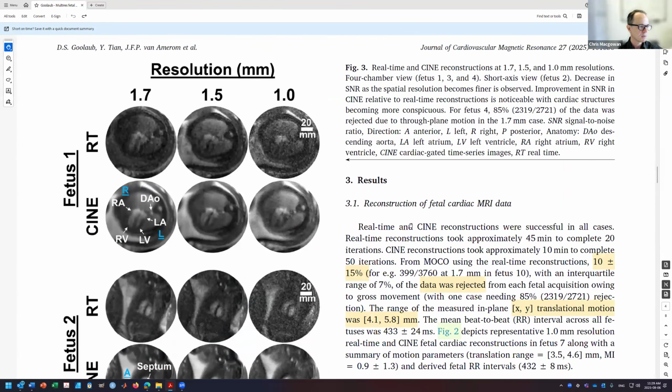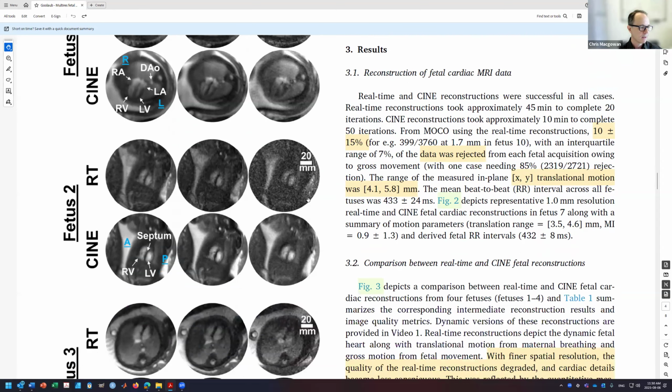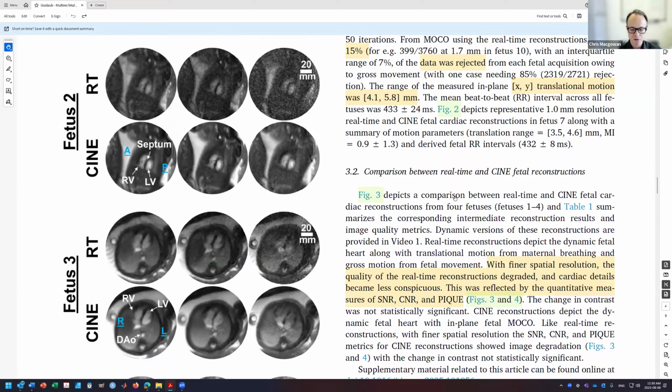Here are some examples from a series of 4 different fetuses in this cohort. On the top are the real-time acquisitions, and on the bottom of each case are the Cine reconstructions at the different spatial resolutions from left to right. The real-time reconstructions do a good job of demonstrating the raw anatomy, although as we push to higher and higher spatial resolutions at low field, we start to run up against signal-to-noise restrictions, which we can recover by combining data from multiple cardiac cycles. I won't spend too much time on this figure, in the interest of time.